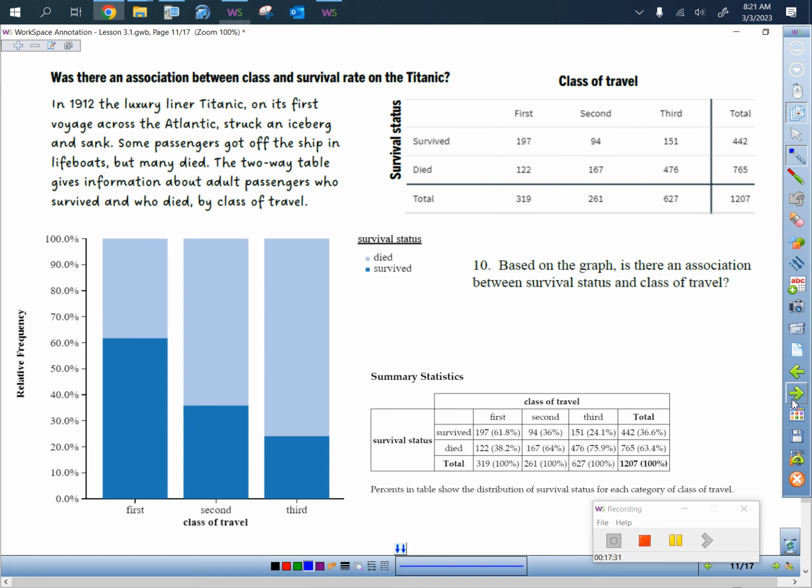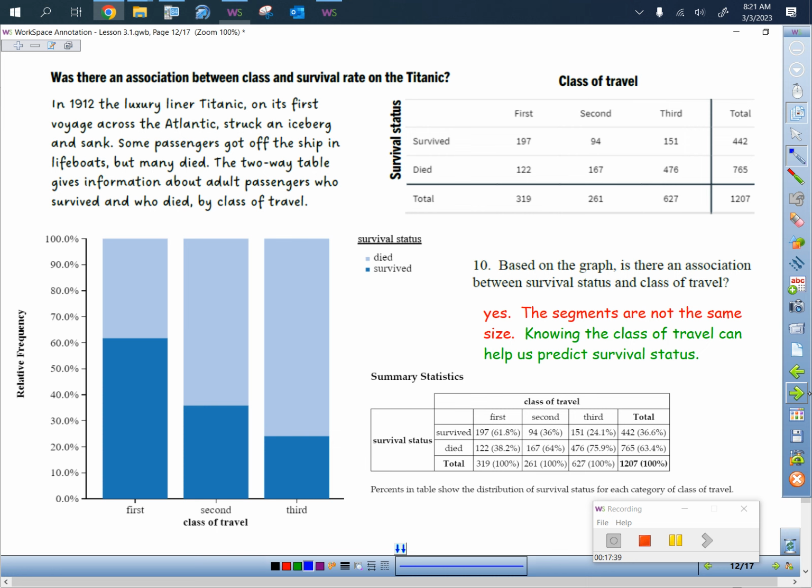So was there an association? Oh, yes. If they ask you to explain, it's because the bars are not the same. The bars or the segments are not the same size. The green information, I don't care if you write that down or not. I just kind of like to make sense of this. Knowing the class of travel can help us predict survival status. That is totally why there's an association.